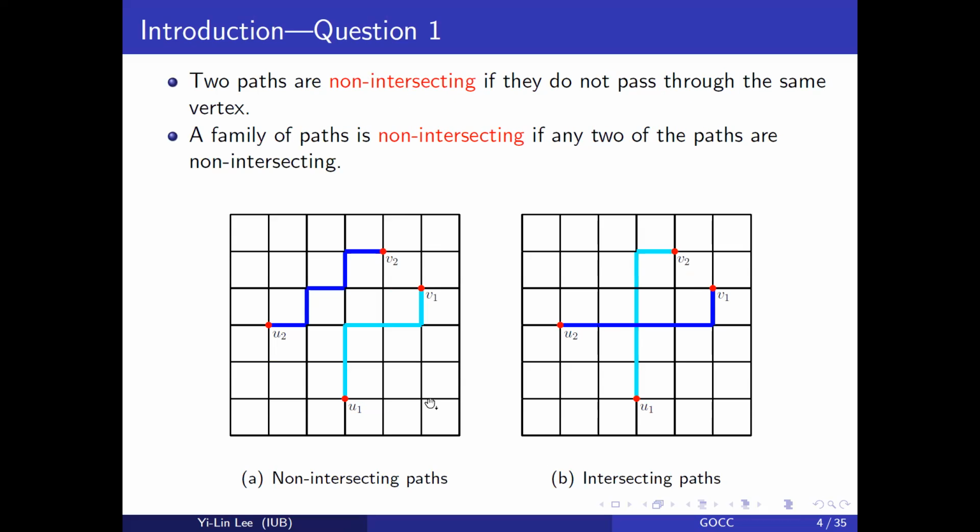For example, this is one example where the pair of paths is non-intersecting. We say two paths are non-intersecting if they do not pass through the same vertex. On the other hand, in the right picture, this is the case where two paths intersect. And if we have a family of paths, we say it's non-intersecting if any two of the paths are non-intersecting. So that's the first question.